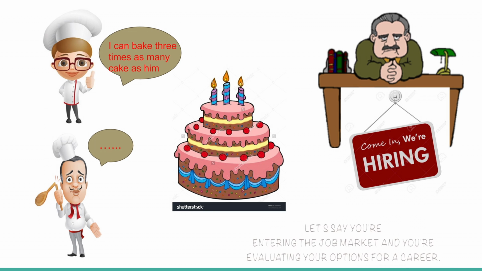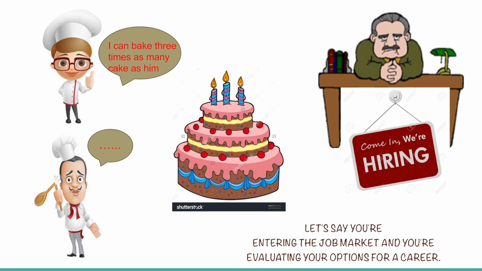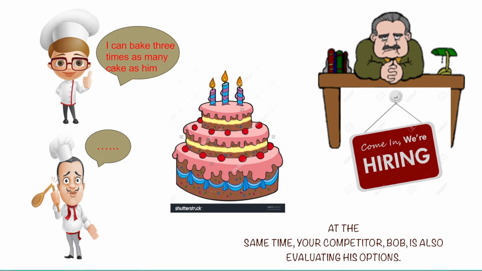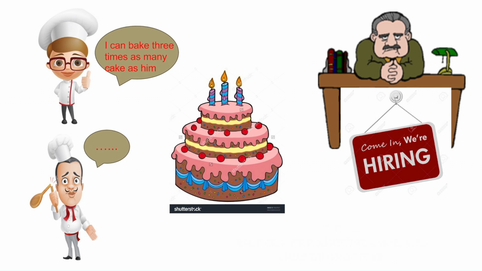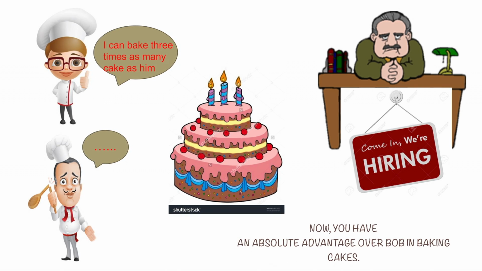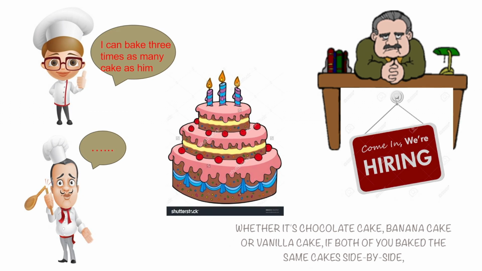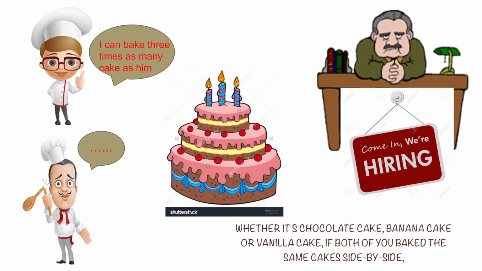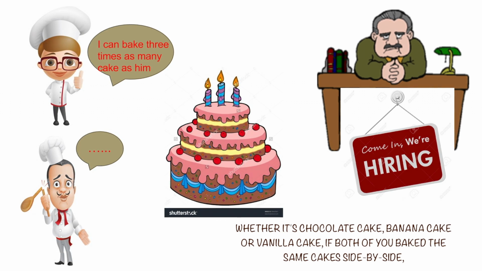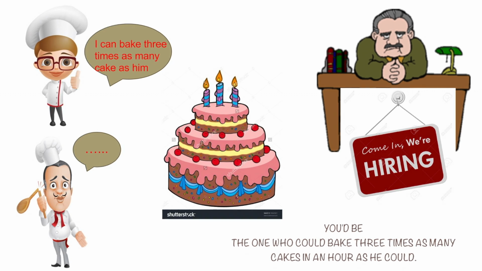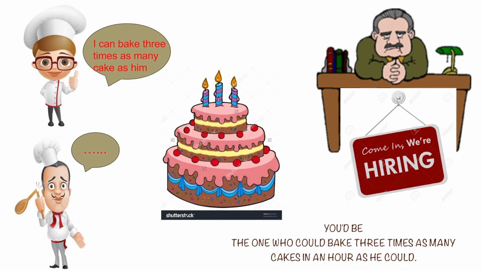Let's say you are entering the job market and you are evaluating your options for a career. At the same time, your competitor, Bob, is also evaluating his options. Now you have an absolute advantage over Bob in baking cakes, whether it's chocolate cake, banana cake, or vanilla cake. If both of you bake the same cake side by side, you'll be the one who could bake 3 times as many cakes in an hour as he could.